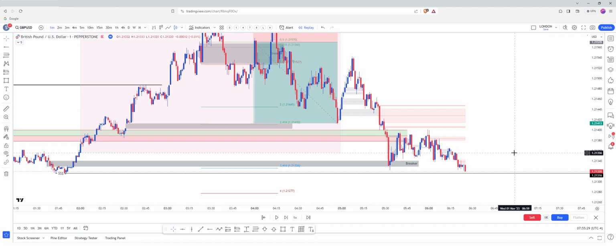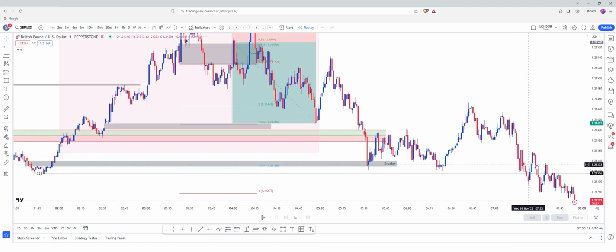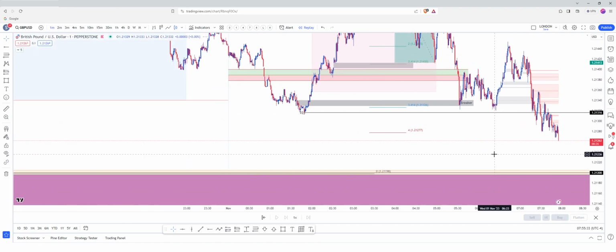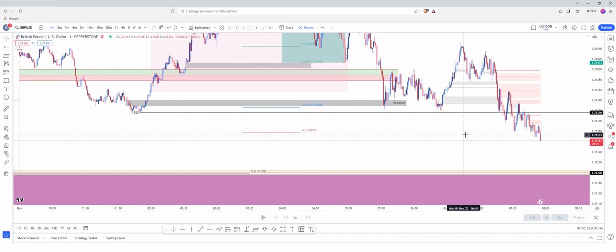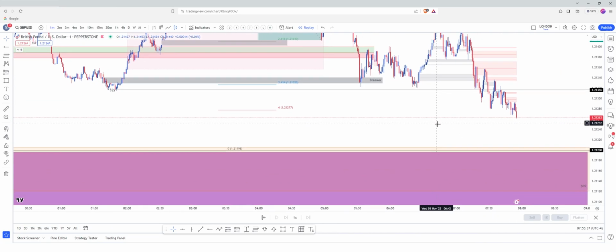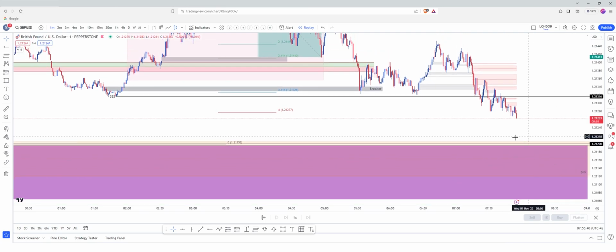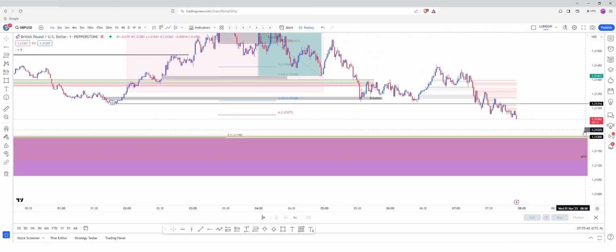Let's see where we're at now. So we are driving lower, we've taken out the daily low and we are heading towards our balanced price range where potentially we could hit that in sync with a news release for a reversal trade.